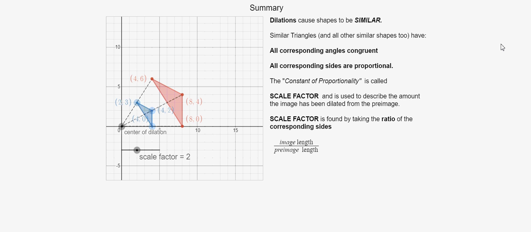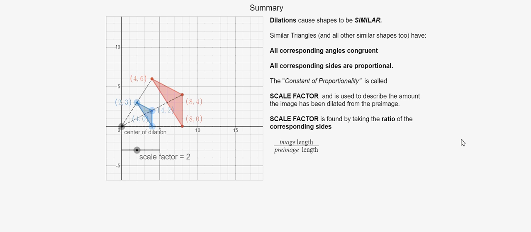So we know that the dilations, adjusting the scale factor, causes the shapes to be similar. They have the same angle measurements and the sides are in a proportion to each other, right? So similar triangles, and we could do this for our other polygons as well. All the corresponding angles are congruent and all the corresponding sides are proportional. The constant of proportionality is what we call our scale factor, and that is used to describe the amount the image has changed from the pre-image. Again, that changes your dilation, your scale factor.